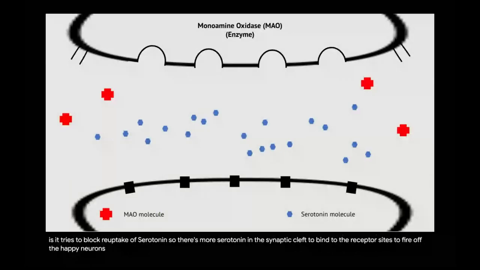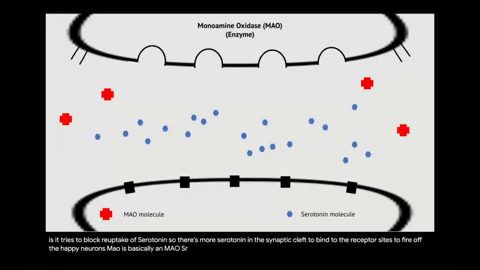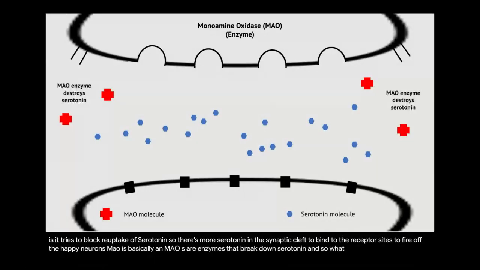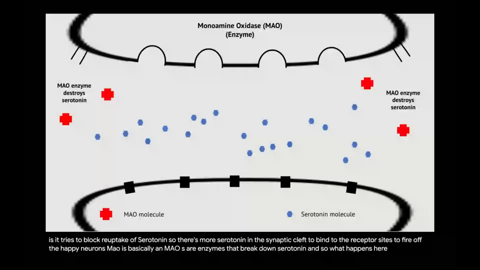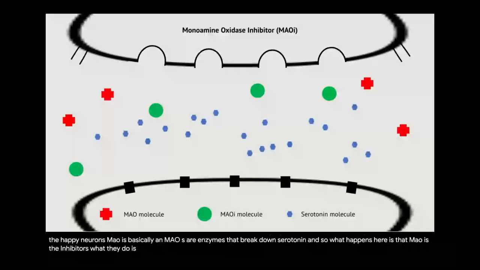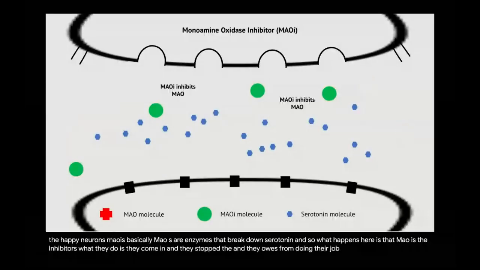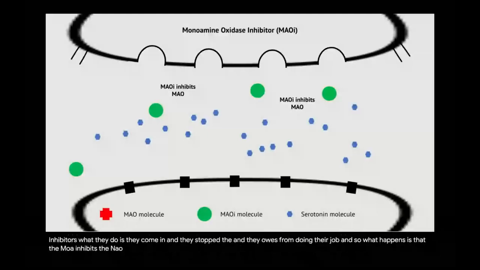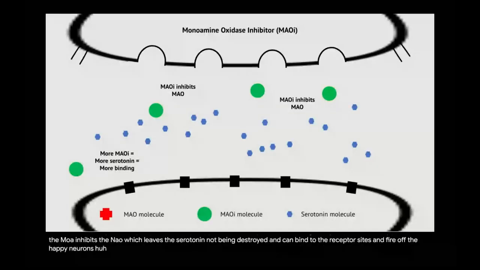MAOIs, basically, MAOs are enzymes that break down serotonin. And so what happens here is that the MAOIs, the inhibitors, come in and stop the MAOs from doing their job. And so the MAOI inhibits the MAO, which leaves the serotonin not being destroyed and it can bind to the receptor sites and fire off the happy neurons. That's the way it works in theory.